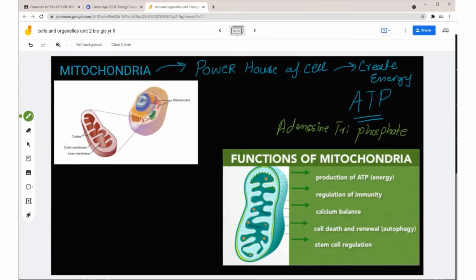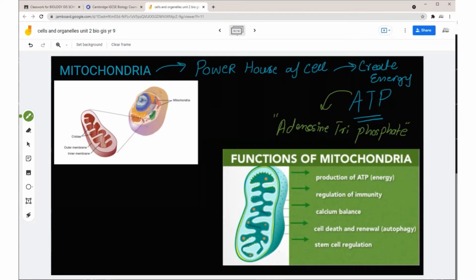Fahad, what's the name? Adenosine triphosphate. Aman, what's the name? Yes, Aman, go ahead quickly. What's the full form of ATP? Adenosine triphosphate. Good job.